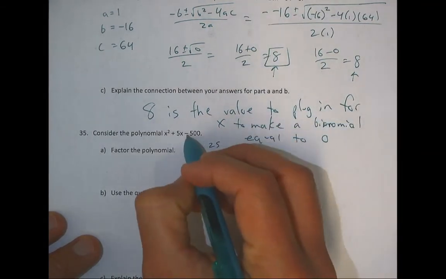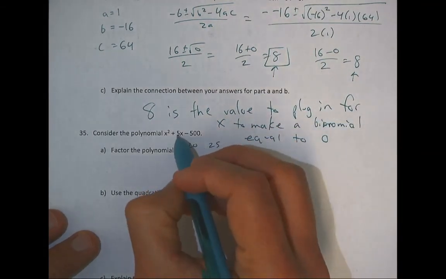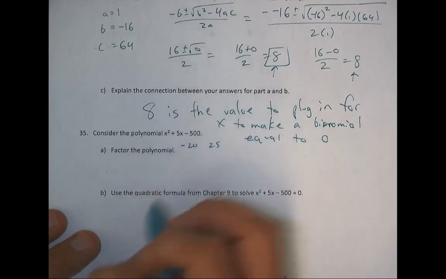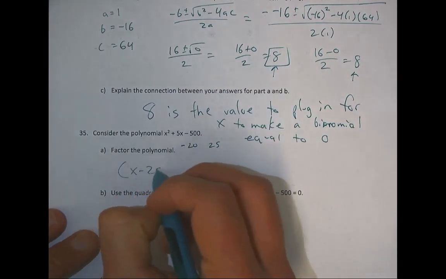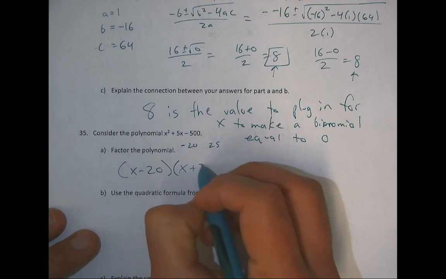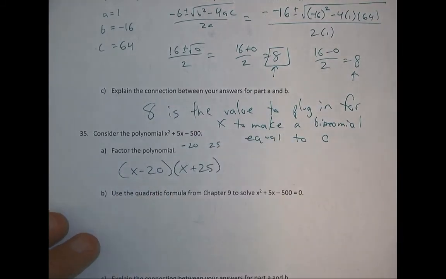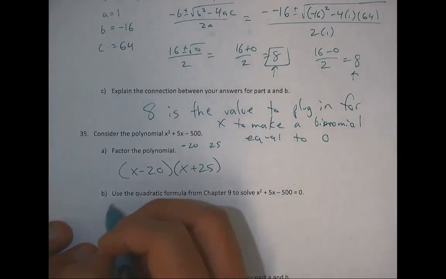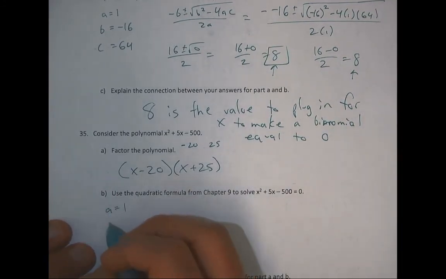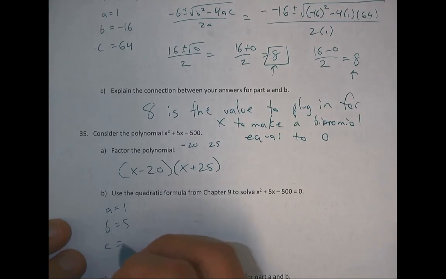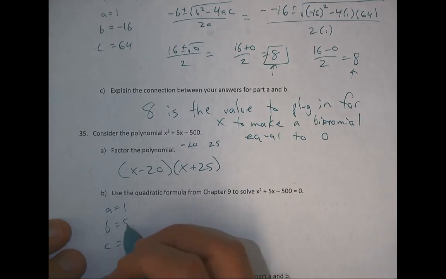One's negative because we multiplied into this negative. And I need more positive, so the negative's on the 20. So this is going to be x minus 20, x plus 25. They multiply to negative 500. They add up to 5. All right, quadratic formula now. A is 1, B is 5, C is negative 500.